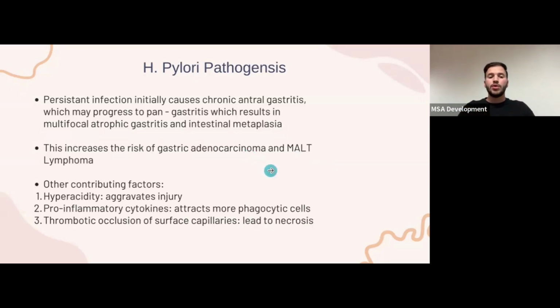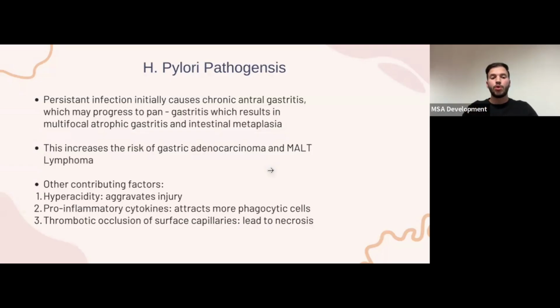Now, other contributing factors along with the four virulence factors that we've mentioned. The first is hyperacidity, which aggravates injury. So how does this contribute? H. pylori damages the somatostatin-producing D cells, causing an increase in gastrin release and an increase in acid secretion from the parietal cells, and this excess acid will damage the already inflamed mucosa.